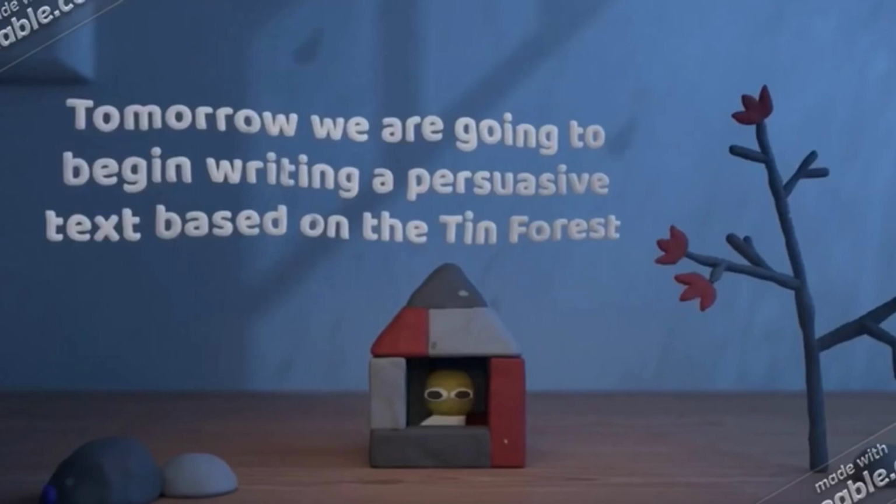In tomorrow's lesson, we are going to begin writing some persuasive text based on our story, The Tin Forest. You're going to imagine that you're the old man from the story. You're very miserable with your life at the moment because all the rubbish is piling up and you just can't get rid of it. You're worried about the environment, and even though you've tried so hard to sort the rubbish out yourself, you cannot manage it alone. You need some help, but how can you persuade someone to help you?